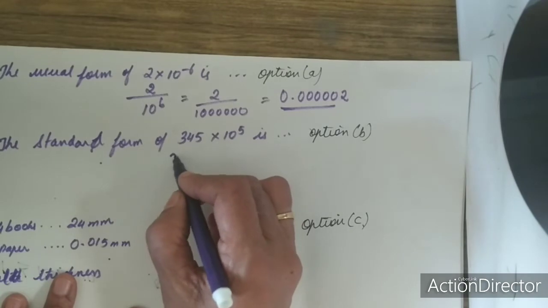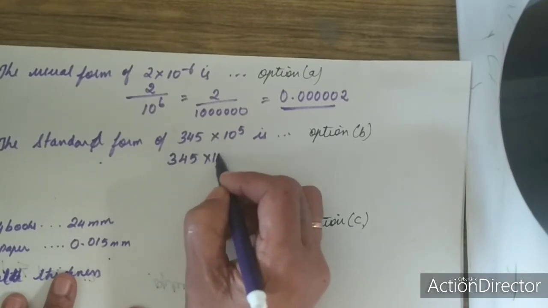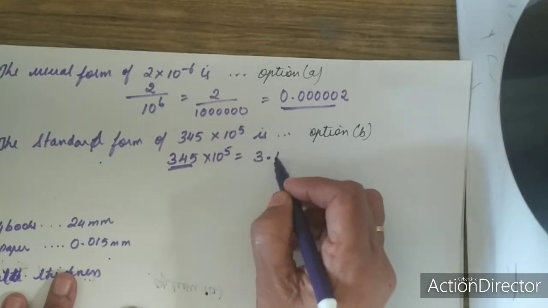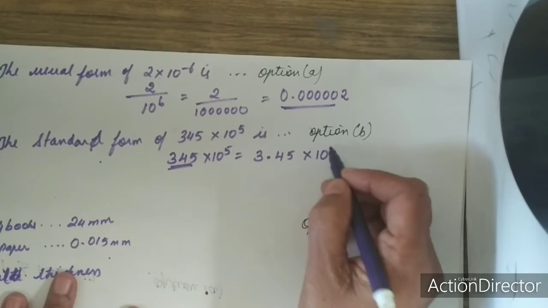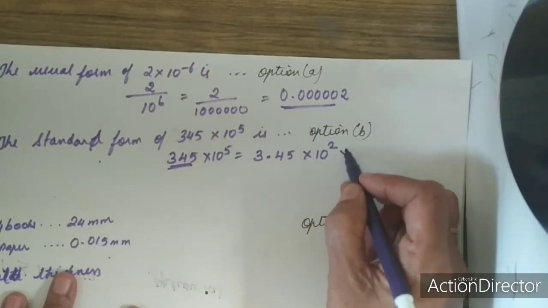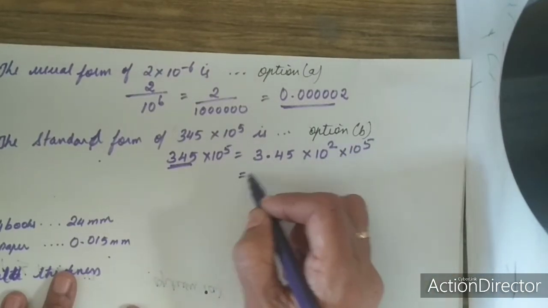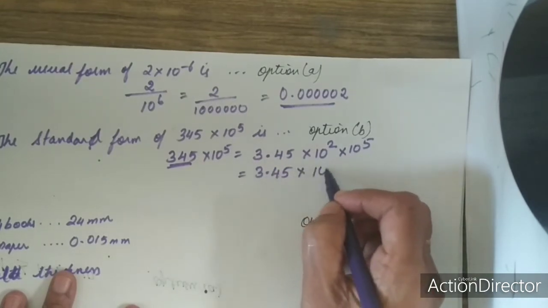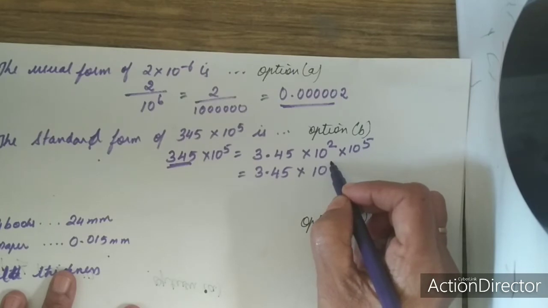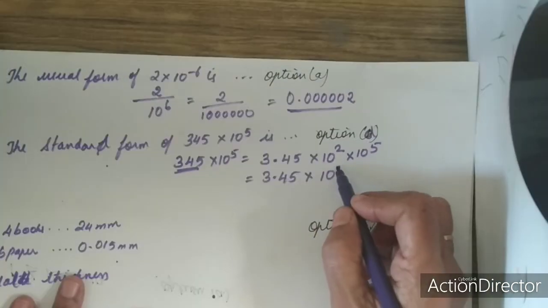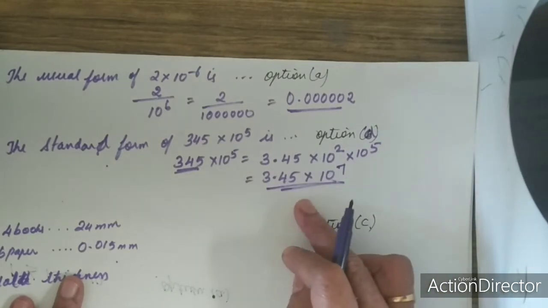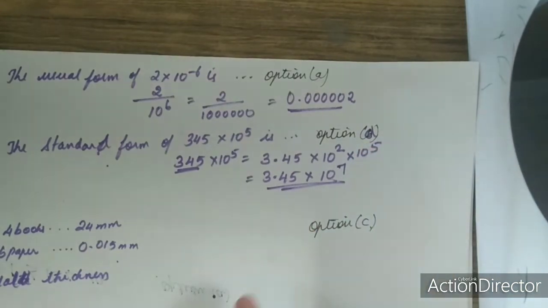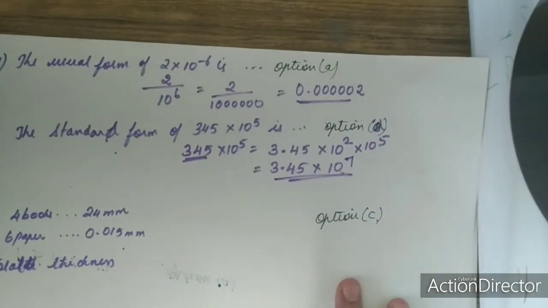So this can be written as 345 into 10 to the power of 5. I have to make this number standard form. I can write it as 3.45 into 10 to the power of 2, and already one 10 to the power of 5 is there, you should not forget. So this is equal to 3.45 into 10 to the power of 7. This is the standard form, but this option is not there. So you have to write it as none of these. That is option D. Now coming on to the next question.